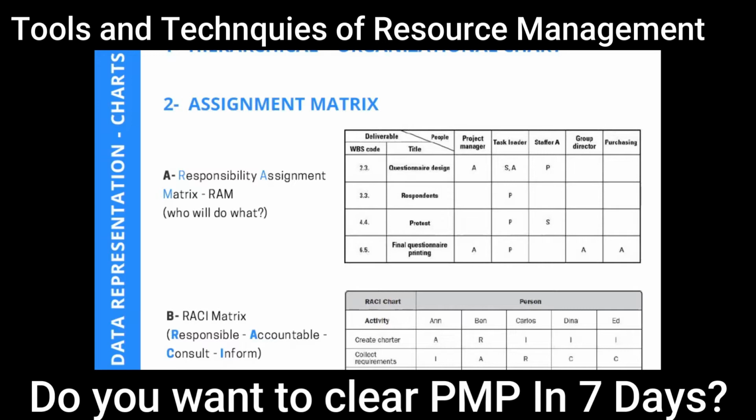In addition to RAM, we have a more powerful matrix where not only we basically tell who is responsible, we tell who is accountable. Who is the ultimate responsible, who is accountable to do that task, whom to consult if you need some information, and whom to inform along the way. RACI matrix: responsible, accountable, consult, inform. So responsible can be anyone.